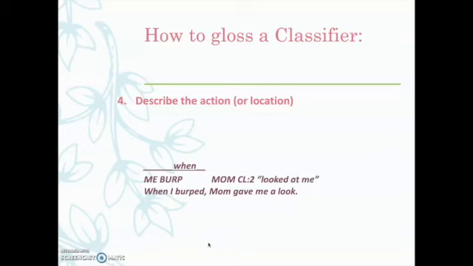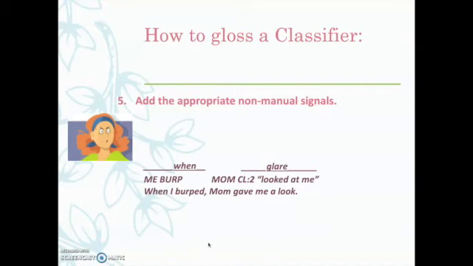So to describe that, mom looked at me, right? She turned her eyes and looked at me. But, and here's where that fourth step is really important. She didn't just look at me, right? She gave me the look. So we need to add the appropriate non-manual signals to say that her look means she did not approve of my behavior. Burping in public like that. Who do I think I am? Right? So as she looks at me, she's going to kind of glare at me like, are you kidding me right now? That was gross. Okay? So mom looked at me with a glare in her eyes. Right? There it is again, in case you forgot. That's the look. Okay?